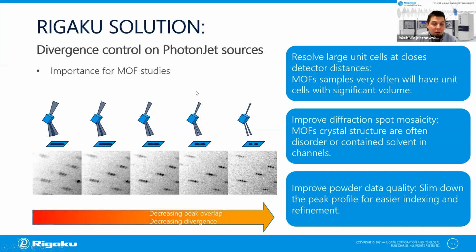And because they are very often also very weakly diffracting, you are not very willing to move the detector a little bit back. So you would like to keep the detector as close as possible. Then the ability to tune your source and stop the spots overlapping, or make the spots look better, is a crucial thing, and it's a very cool Rigaku solution that is available for the XtaLAB Synergy platform.